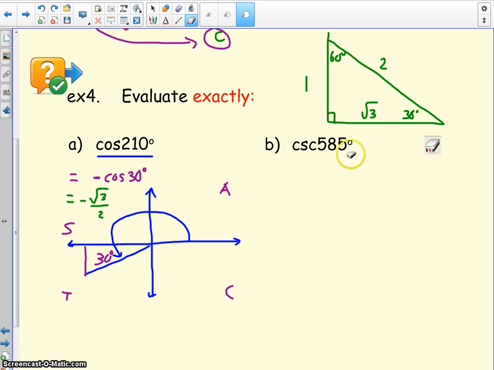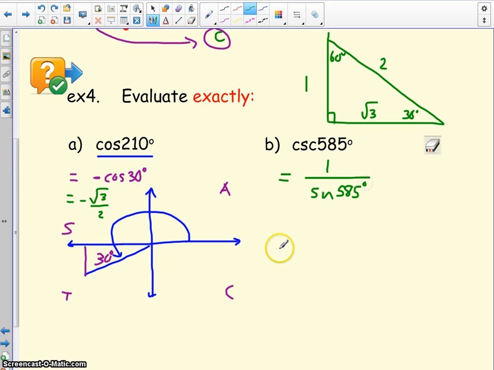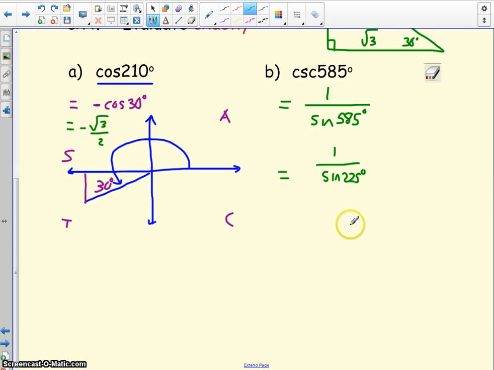Okay, so let's try the same thing with B. The first thing I'm going to do with B is, I hate cosecant, so let's change that into its reciprocal ratio, which is sine. And also, 585 degrees is way too big an angle. It's not even a principal angle. So let's subtract 360 from that to get a principal angle. So 585 minus 360 gives me 225. It's better to be working with a 225 degree angle instead of a 585 degree angle. It's a lot easier to draw.